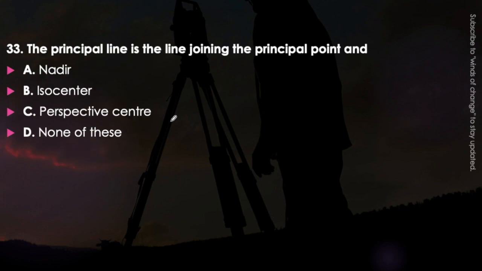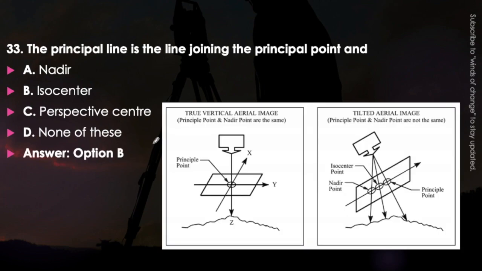Next question. The principal line is the line joining the principal point and nadir, isocenter, perspective center or none of the above. Just think about it. What is the principal line? The principal line will be the line that joins the principal point, and the answer will be option B, that is isocenter. Option B will be the correct one.